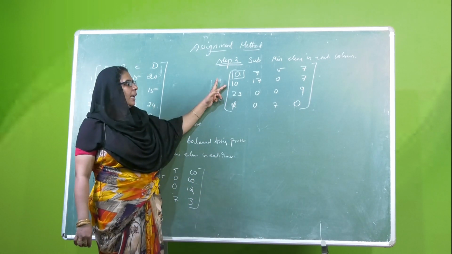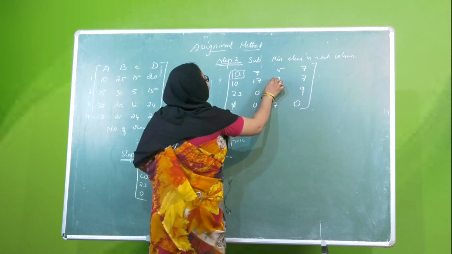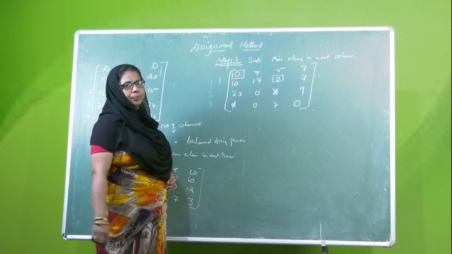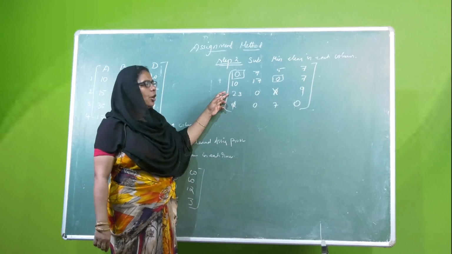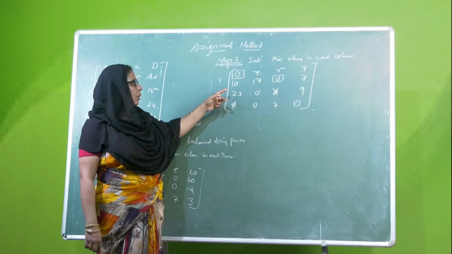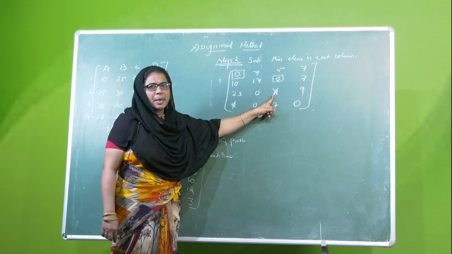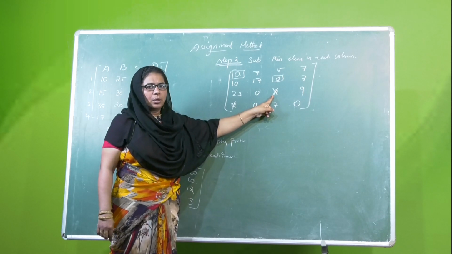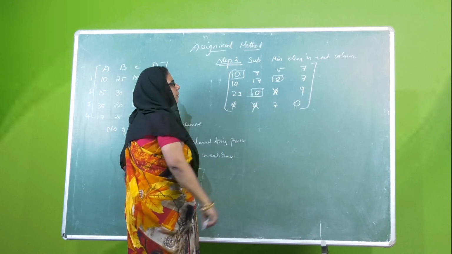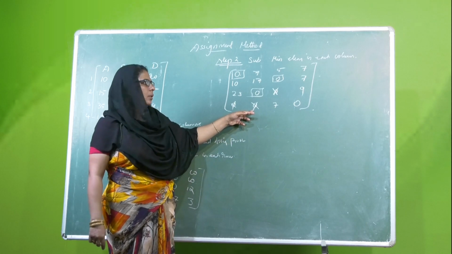Okay. In the second row, how many zeros are there? Only one zero. There are corresponding zeros, so you have to make them cross. In the third row, how many zeros are there? In the third row, now two zeros, but that zero is making it wrong. So only one zero, so you have to allocate. Automatically the corresponding zeros are crossed.